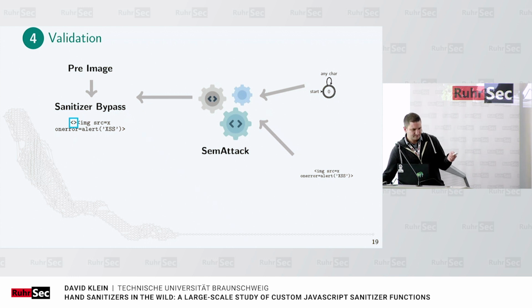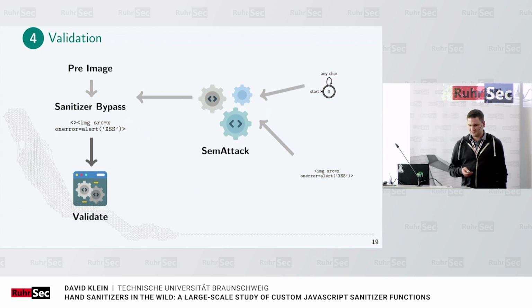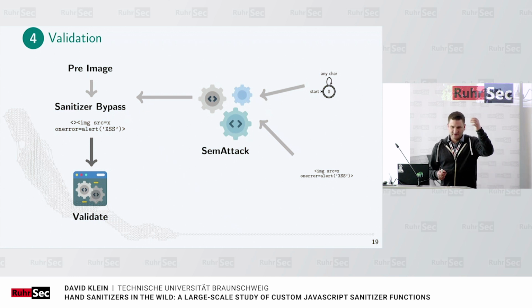And we then again visited the website with the bypass we calculated and checked whether it executes or whether there's some different application logic or restrictions which prevented this from executing. So we had a complete exploitation pipeline, which allows you to put in a list, and afterwards you get a list with broken sanitizers and how you bypass them, and you can simply click the link and check them for yourself.